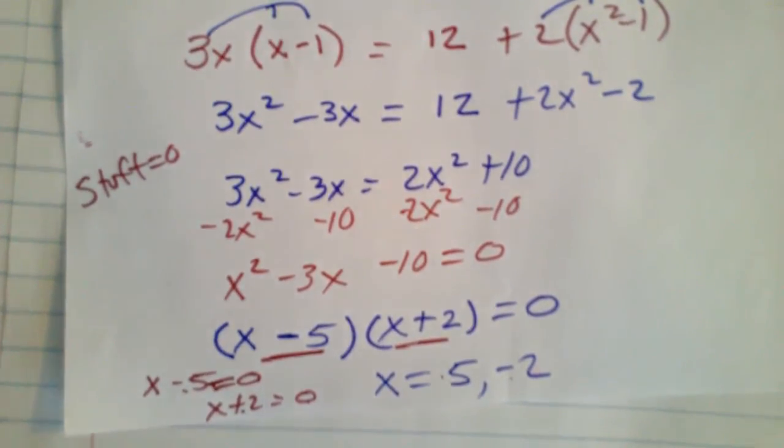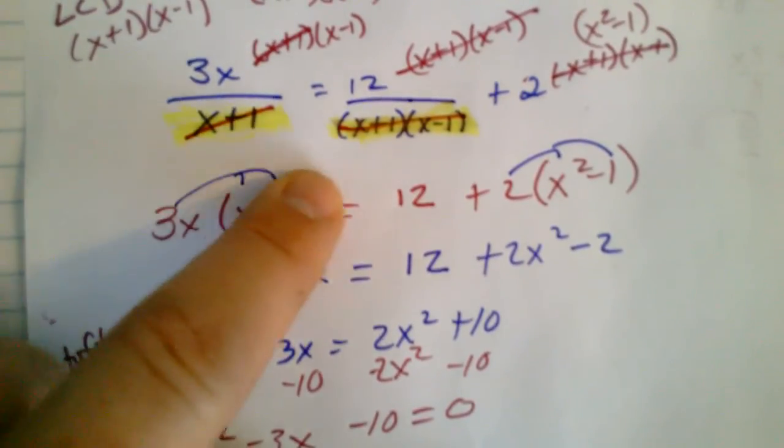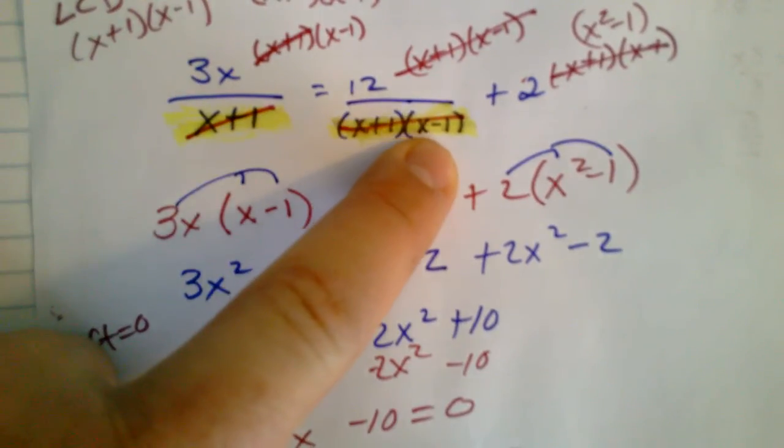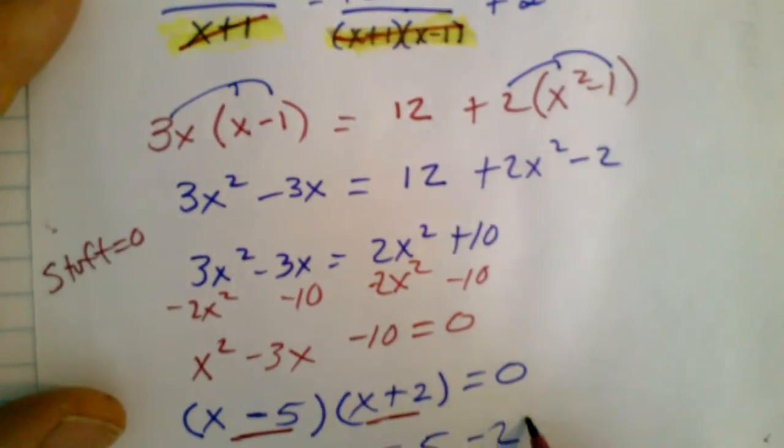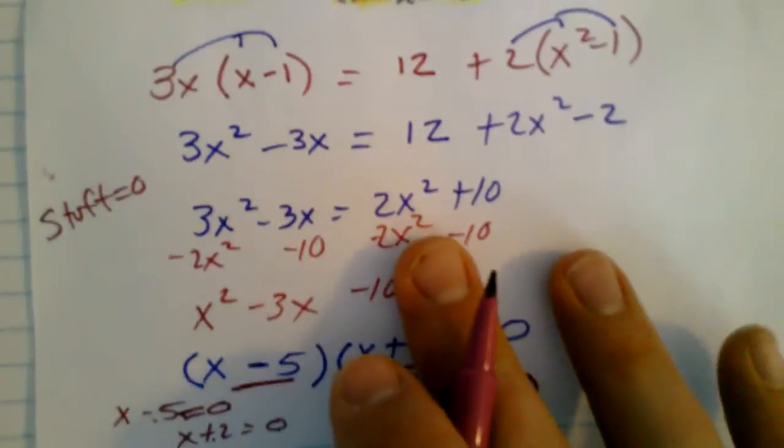Okay. I always double check anytime I get an answer and I had x's in the bottom. I just double check to make sure that wouldn't make the denominator 0, which it doesn't. So we actually get 2 answers there. We get 5 and negative 2.